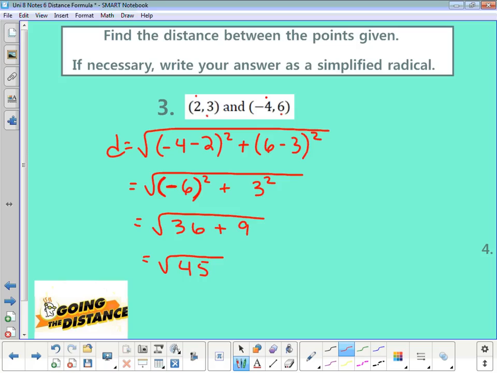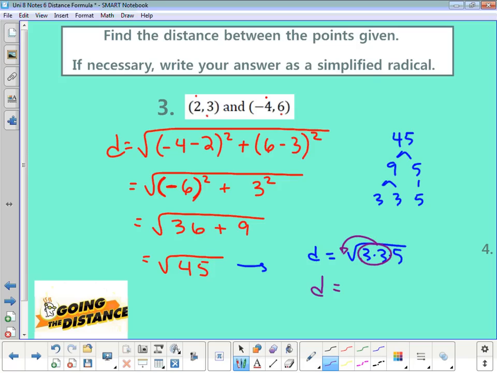Now, 45 is not a perfect square. So this is where we have to go back to simplifying radicals, which we've been doing all unit long. I'm going to take the 45 and break it down as much as I can. That would be 9 and 5. That's 3 and 3, and this 5 just comes down. So this is the same thing as the square root of 3 times 3 times 5. And we all know that we can take this pair of 3's out front. I get distance equals 3 square root 5.